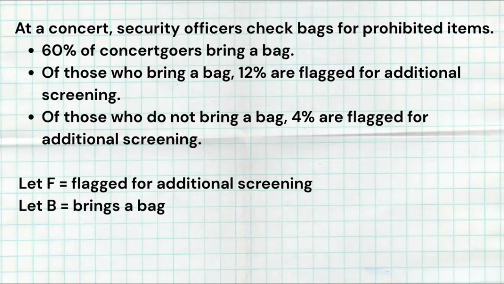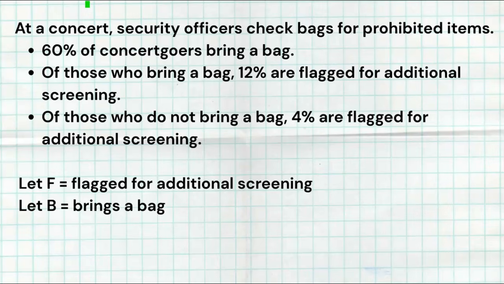The third problem is more of a basic probability question dealing with conditional probabilities. So at a concert, security officers check bags for prohibited items. 60% of concert goers bring a bag. Of those who bring a bag, 12% are flagged for additional screening. Of those who do not bring a bag, 4% are flagged for additional screening.